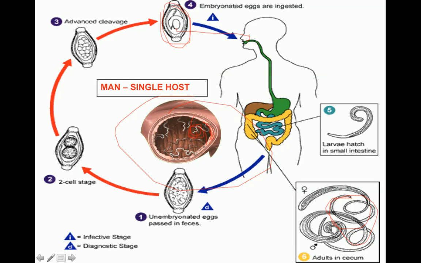Now the copulation occurs after some time, and the fertilized female is then going to start laying eggs, and these eggs initially are unembryonated eggs, and these unembryonated eggs can be as many as 3,000 to 20,000 per day, and these eggs are passed in the feces. In the feces, further development occurs, and these eggs are then converted into embryonated eggs, and these embryonated eggs are the ones which are the infective stage of this parasite, and they are then ingested with food or water, and the cycle is repeated again. So just a repetition of what I've told you.